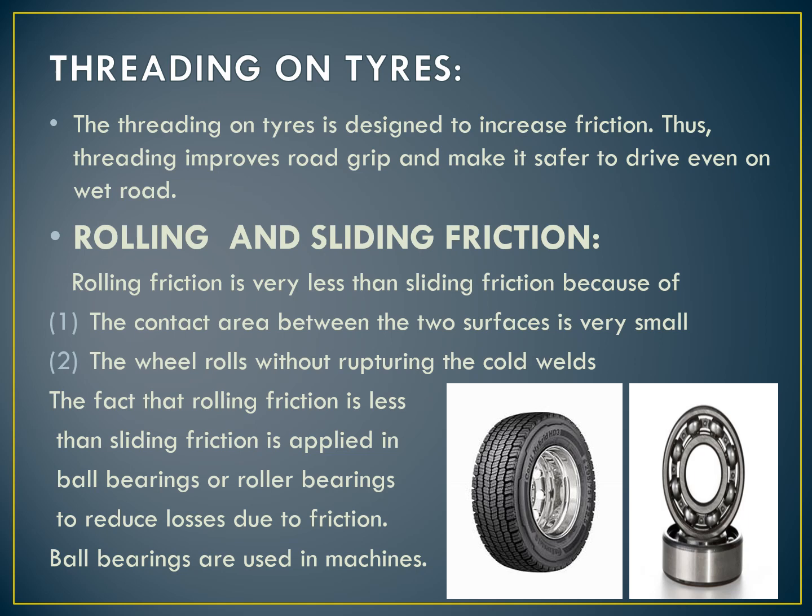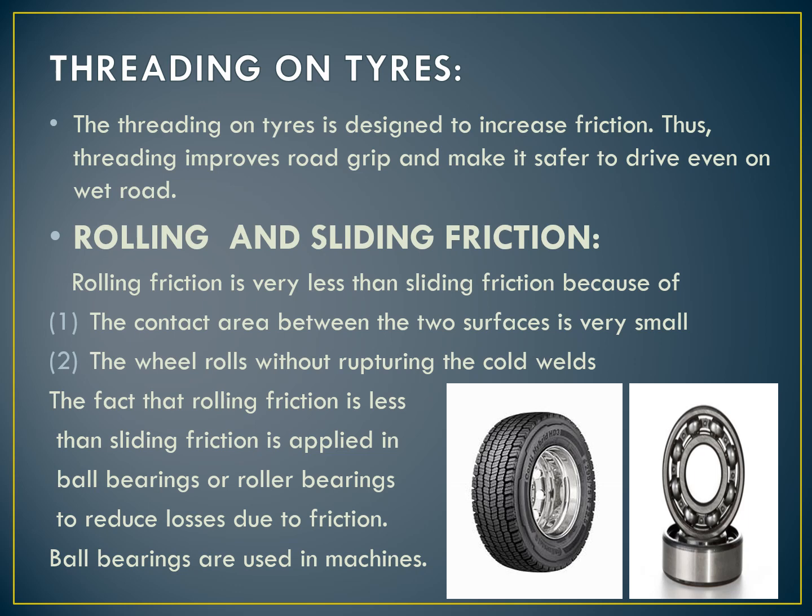Now, in order to compare rolling friction and sliding friction with each other, rolling friction is very much less than sliding friction. There are two reasons for it. Number one, the contact area between the two surfaces is very small in case of rolling friction, and number two, the wheel rolls instead of rupturing the cold welds. Because of these facts, ball bearings or roller bearings are used in the moving parts of machines to reduce the friction between different parts of the machine, because ball bearings convert the sliding friction into rolling friction.